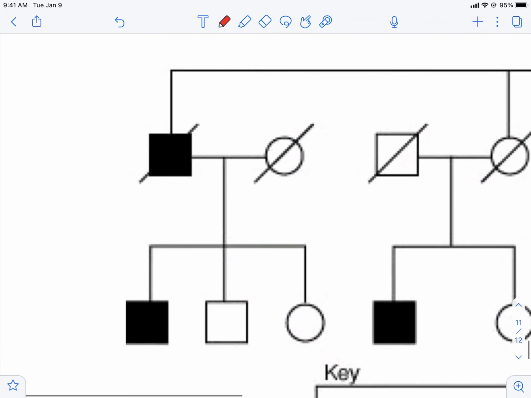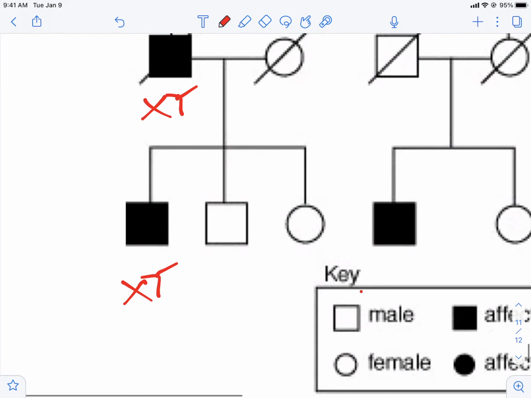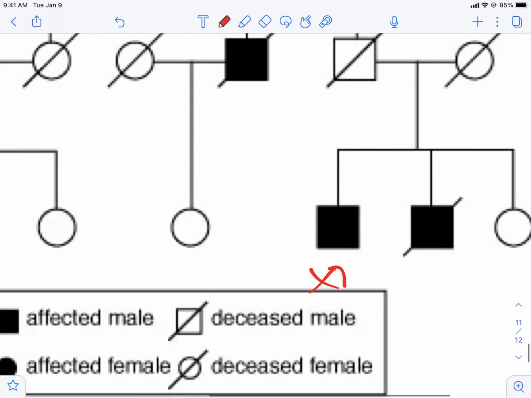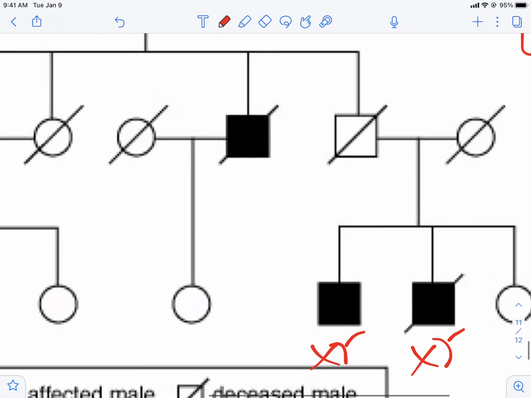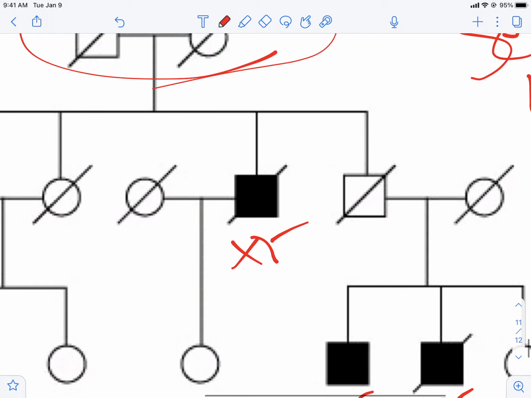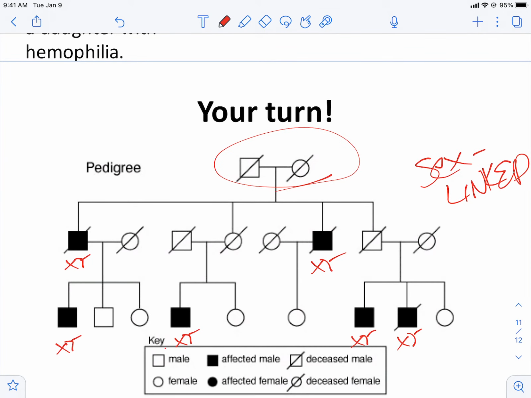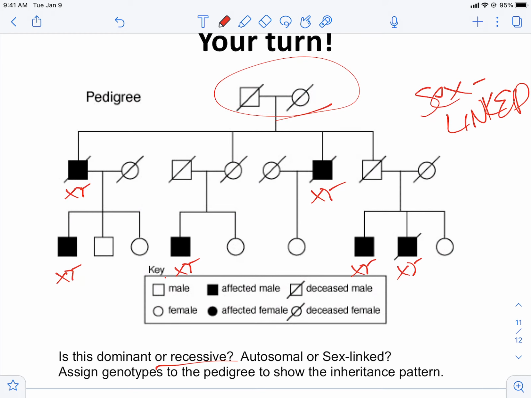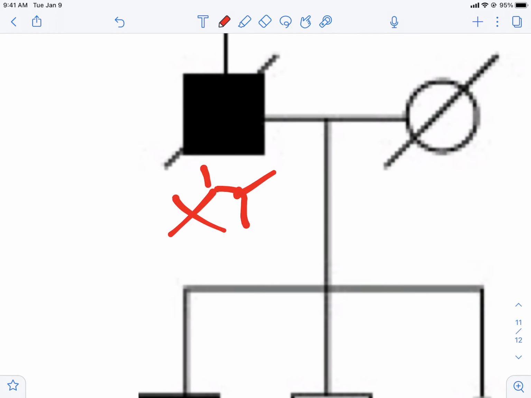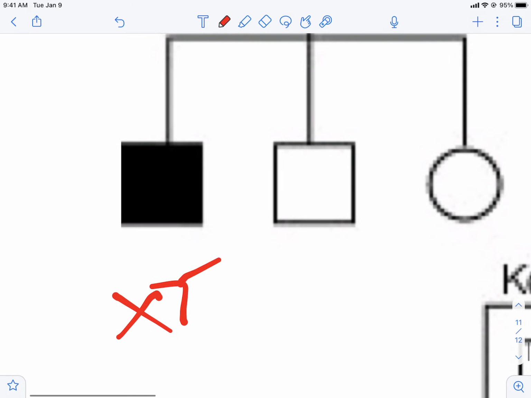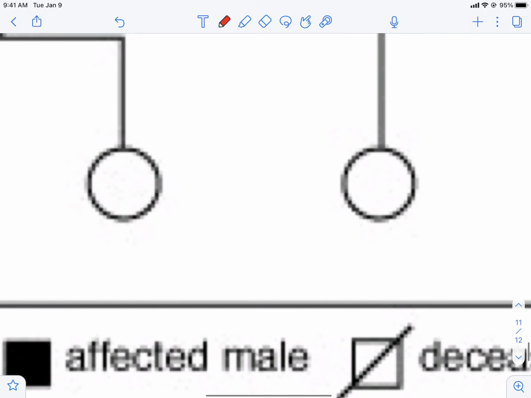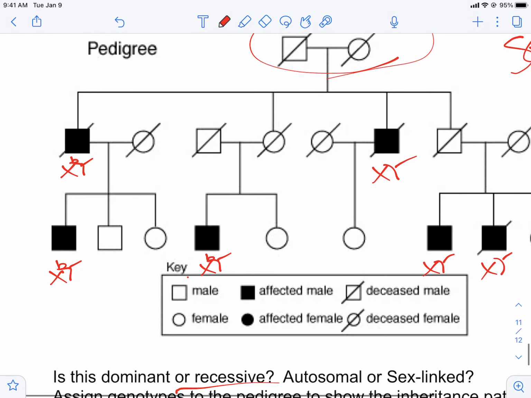That means if you're a guy and you have it, first of all, you're XY. All these guys are XY. And all the other guys are XY too, but I'm just focusing on these guys. And because it's recessive, because not every generation is affected, that means you're going to use a lowercase b for the X. That's simple. All right, that's it.